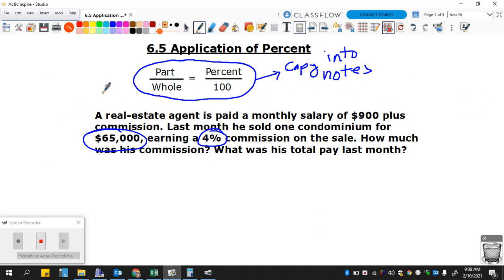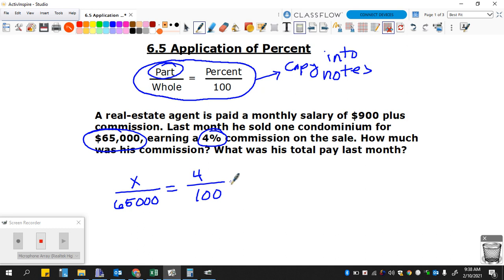Well, how much, that's the part. The commission is the part. So the total sales was the whole. So we're going to say x over $65,000 is equal to 4, and it's 4%, so 4 over 100. That 100 is always going to be there.